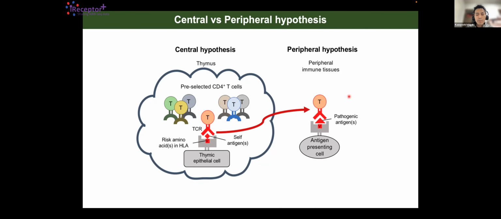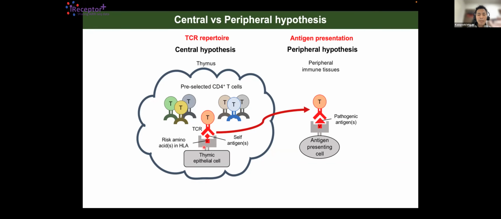And one very popular, well-studied hypothesis is the peripheral hypothesis, where the HLA risk amino acids have higher affinity to pathogenic epitopes, like citrullinated epitopes in RA. Because of this high affinity, they present key epitopes efficiently, and the HLA risk allele confers an increased risk of developing disease. But at the same time, we need to think about another hypothesis, named the central hypothesis.